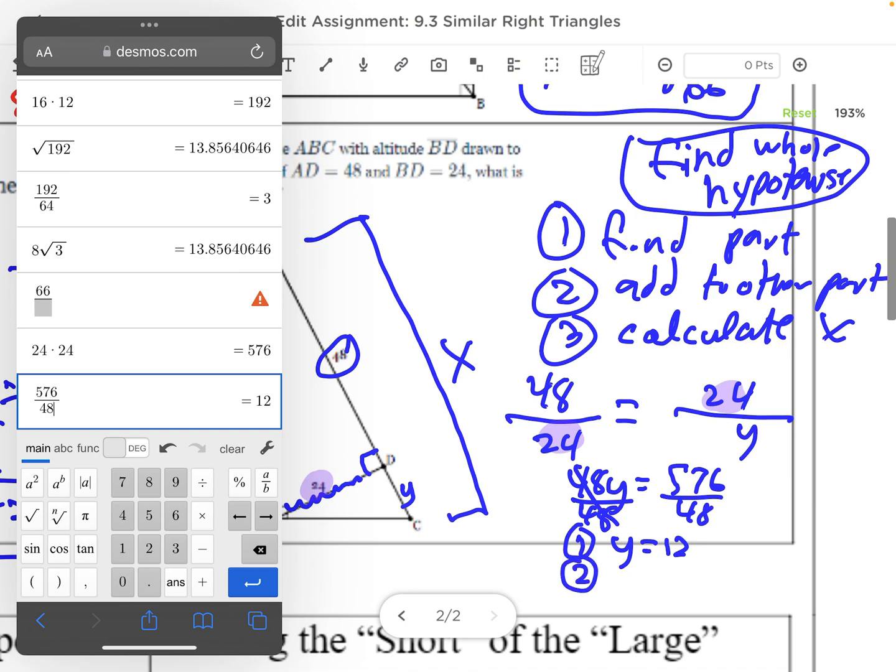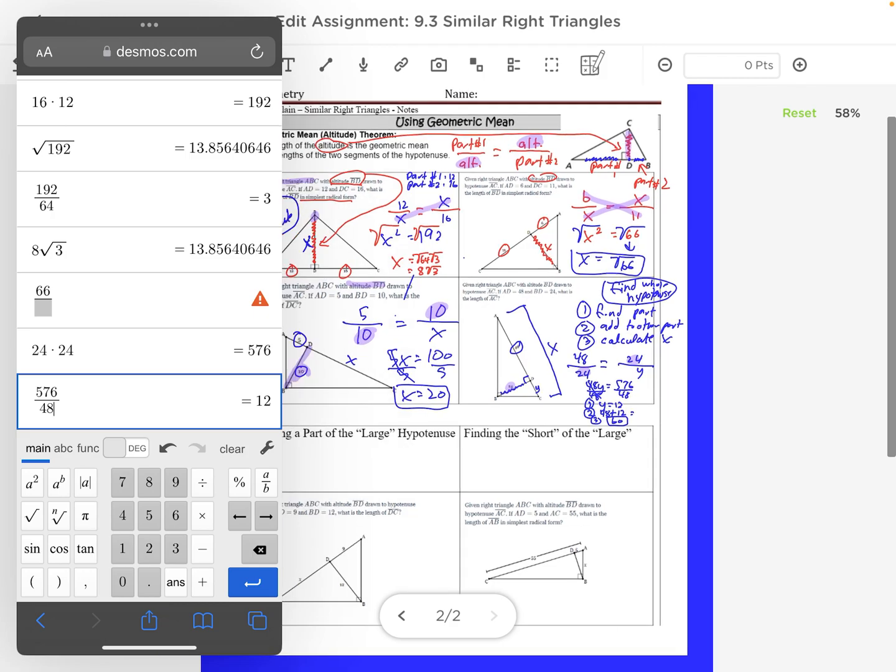Now step number 2 says we need to add it to the other part. So we're going to say the first part of 48 plus our 12, and that gives us the answer of 60. Answer is 60. So all we have to do is just follow those steps.